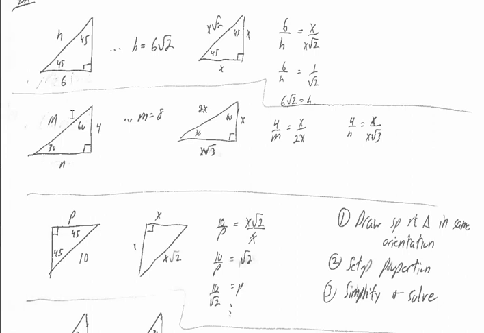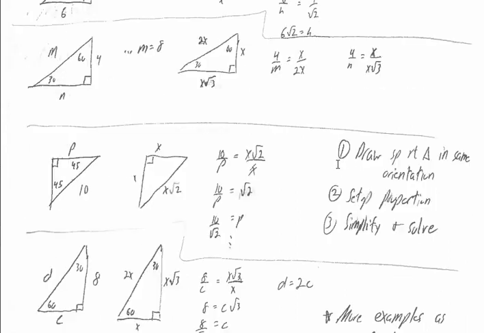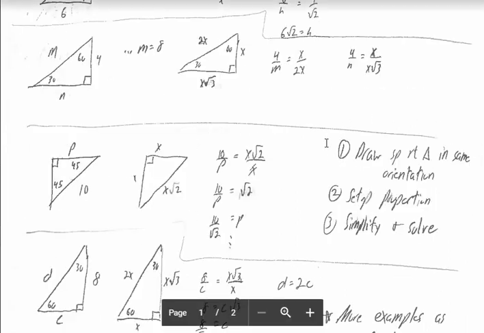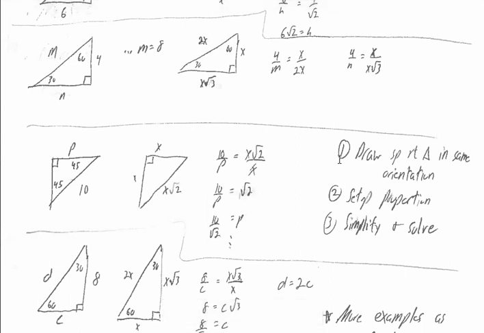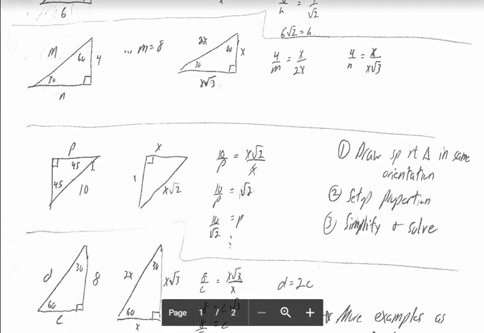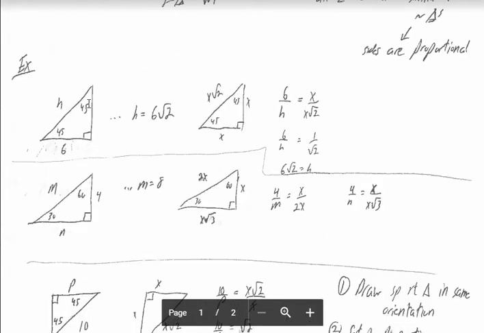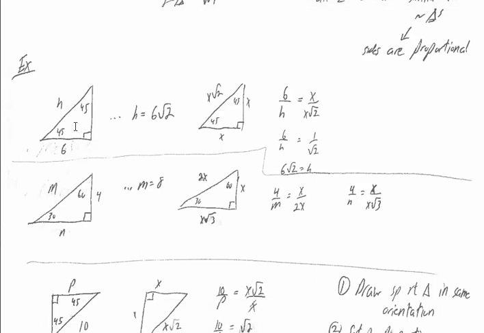Or you could set up the proportion 4 over n is equal to x over x root 3. And if you follow that process along, doing cross multiplication, then you get the same thing. The generic instructions for solving a right triangle are: we'll draw the special right triangle in the same orientation as the triangle that you're given. So notice up here I had my 45, 45, my right angle is in the bottom right. So I drew my 45, 45, 90 triangle, the generic version with those formulas, in the bottom right, so the right angle down there.